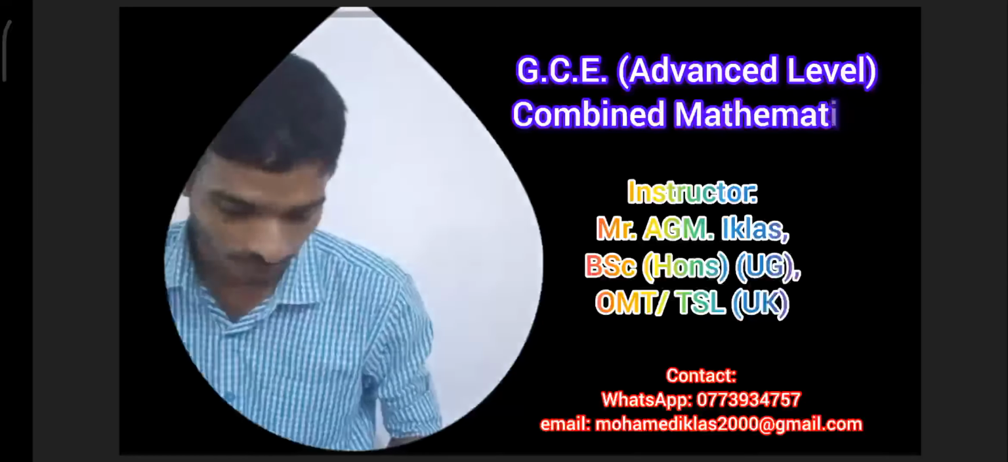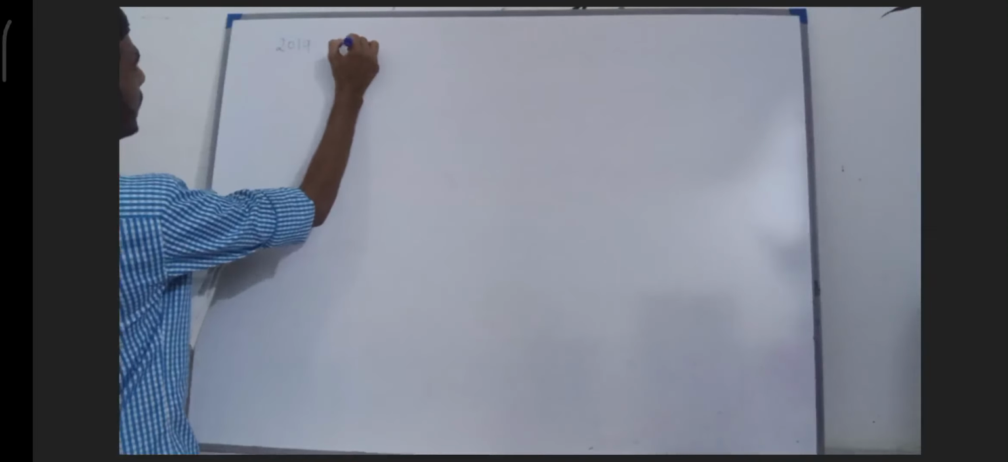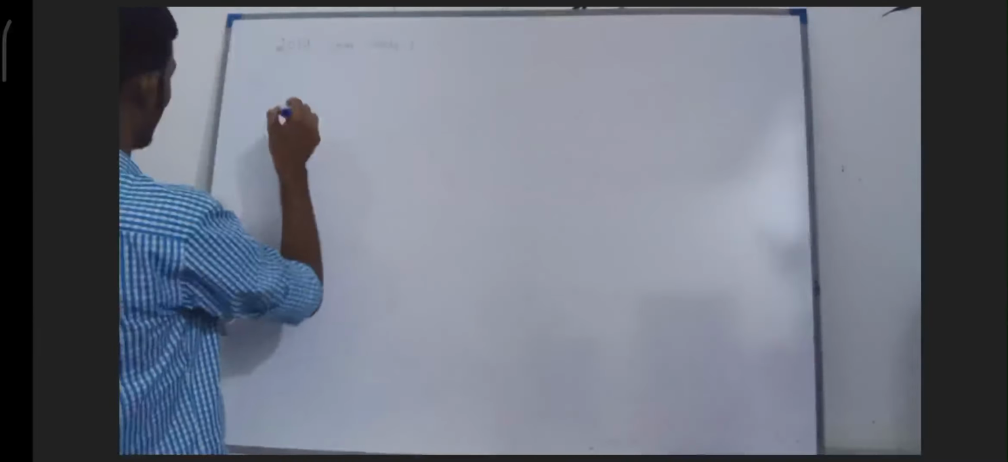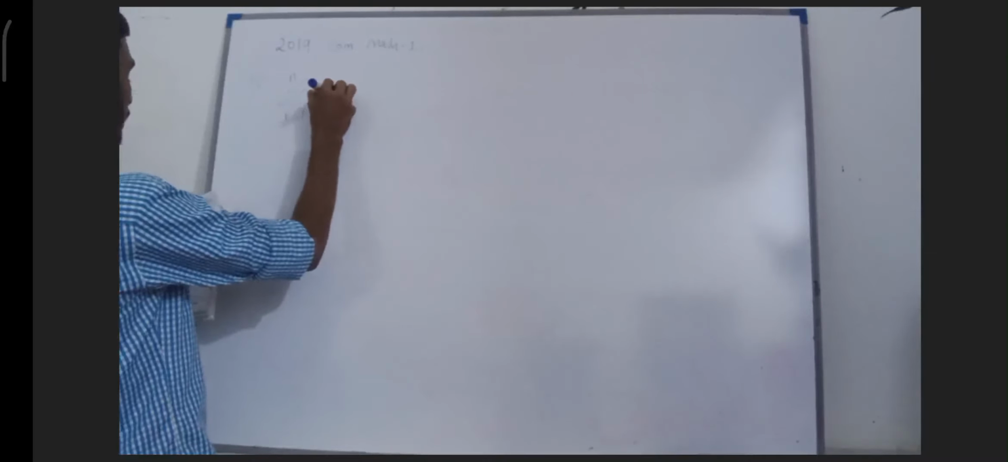Okay, so with that news, I'm going to start the first question. The first question is coming from the principle of mathematical induction. I'm going to take 2019 Combined Mathematics 1 first question. Using the principle of mathematical induction, prove that the summation of r is equal to 1 to n of 2r minus 1 is equal to n square for all n belonging to positive integers.